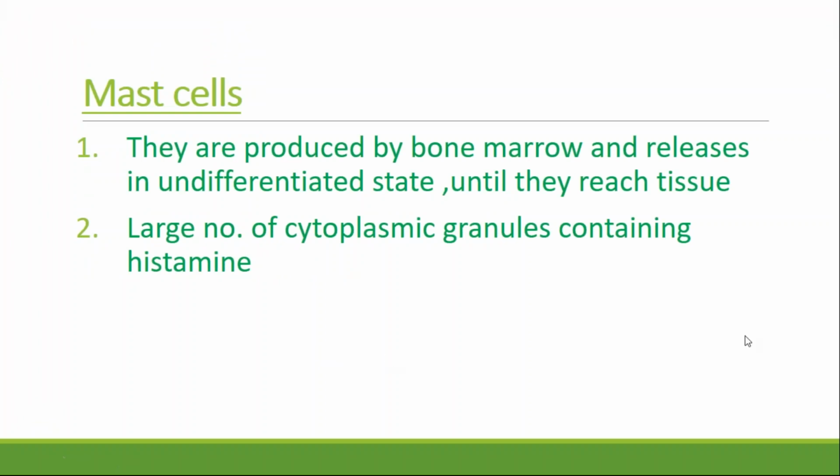Next, mast cells. They are produced by bone marrow and released in an undifferentiated state. All other cells are released in a differentiated state, but only these cells are released in an undifferentiated state until they reach tissue. After they reach tissue, they get differentiated into many kinds of cells. Mast cells have a large number of cytoplasmic granules, and those granules contain histamine. They are other cells which give allergic reactions.